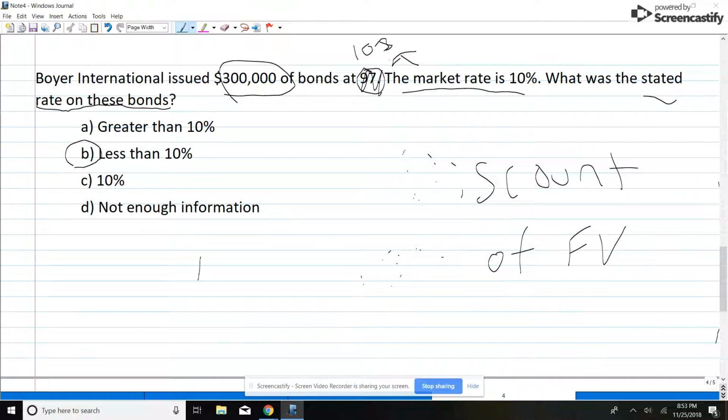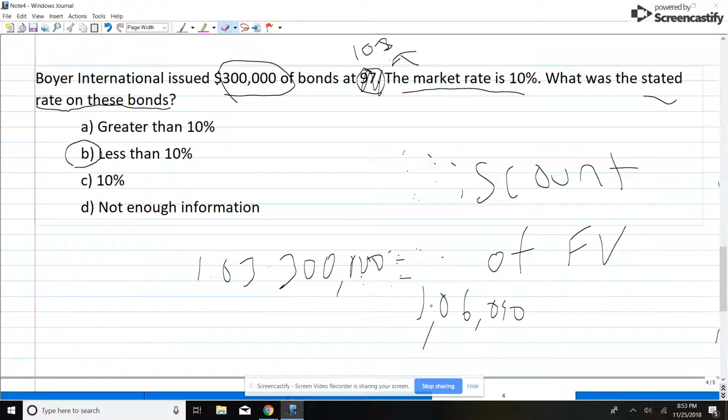I'll write this down quick so you know what I'm doing. You get 106,090. That's not right. I put the wrong number in my calculator.